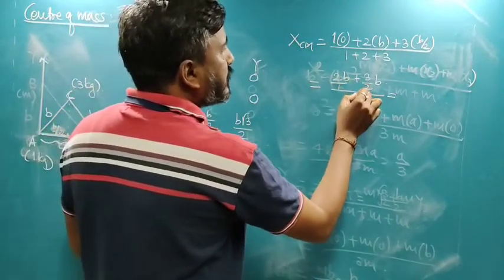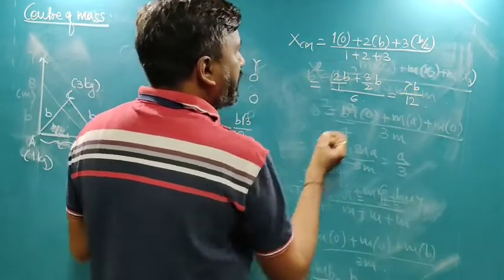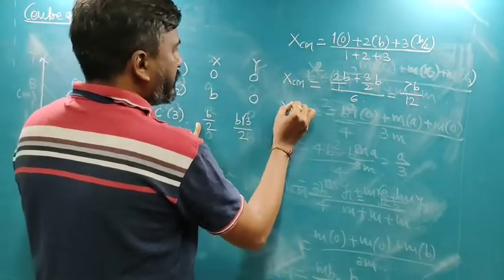Now we have to solve this. 4b plus 3b becomes 7b divided by 12. This is the center of mass along the x-axis.